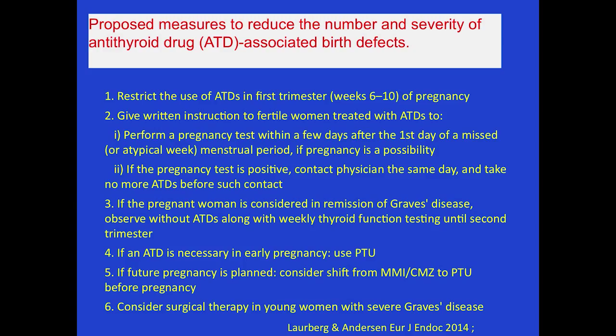And so we want to restrict the use in the first trimester as much as possible, give written instructions to the fertile women to perform a pregnancy test within a few days after the first day of a missed period, if pregnancy is a possibility, and contact the physician immediately. And if she's considered in remission, perhaps lay off the antithyroid drugs with weekly thyroid function testing. But on balance, if an antithyroid drug is recommended, then it probably should be propylthiouracil. And consider the shift from the thionamides, from methimazole, carbimazole to propylthiouracil before pregnancy. Now, these are not set in stone, but these are proposals based on some very good work from Denmark.